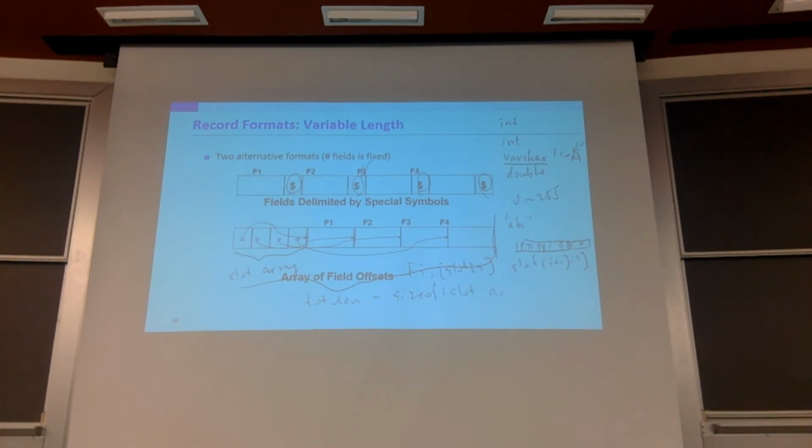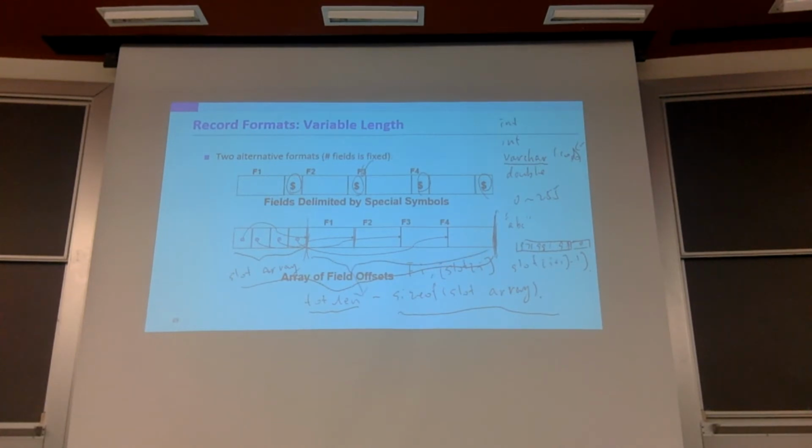Okay? I mean the last bit of this. This is from the first one, right? So the total length minus the size of the slot array is the offset of this point from this point. Okay? And that would be that.